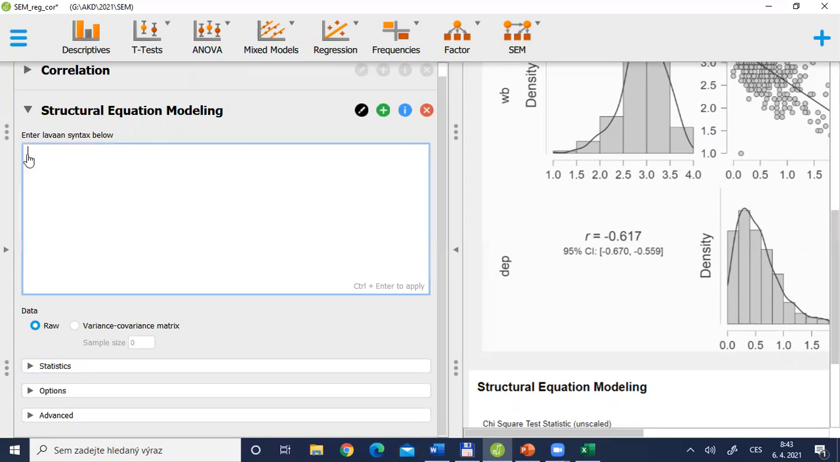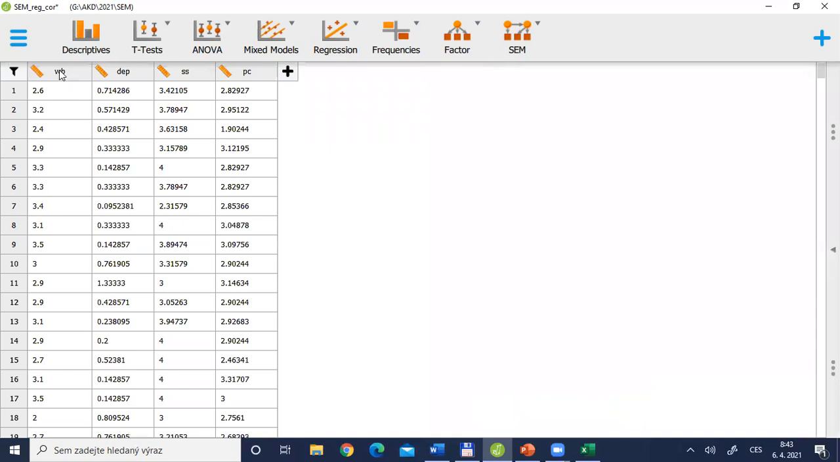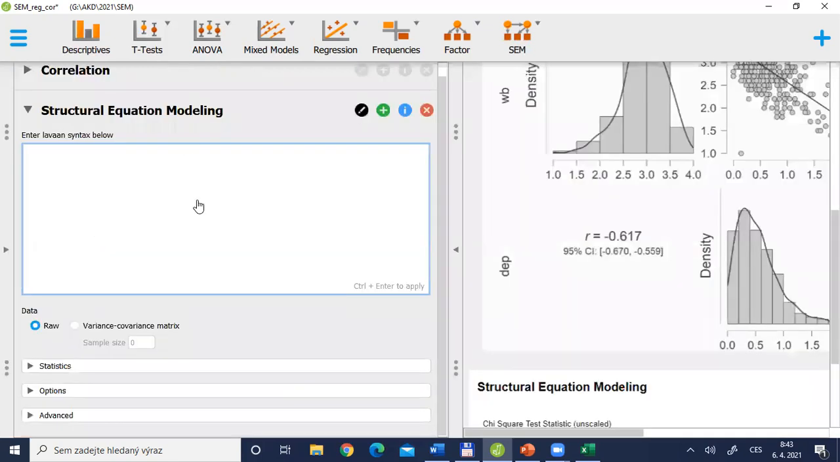So you must click into this window and you must prepare our model. I must go back to variables and I would like to make a relationship for well-being and depression. So I must recognize that the well-being variable is called WB, warning, with small letters. Small letters and big letters are different symbols for R, so that's why it is also a different symbol for this structural equation modeling dialog.